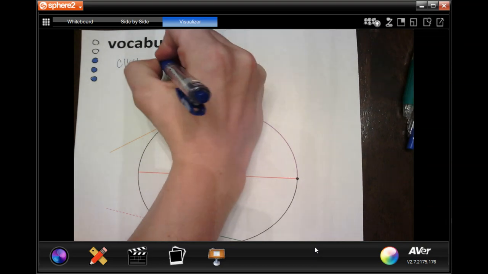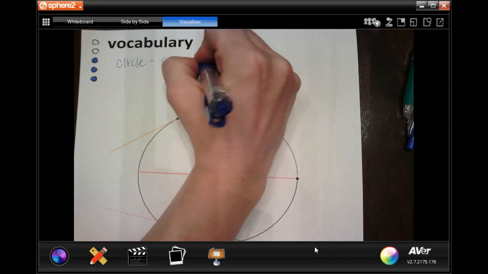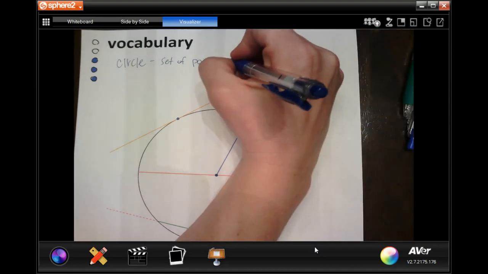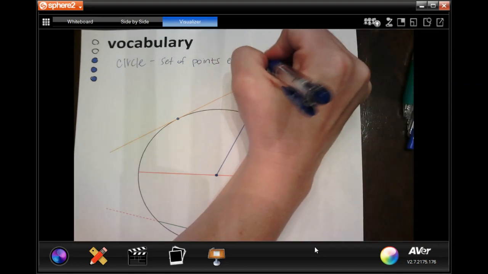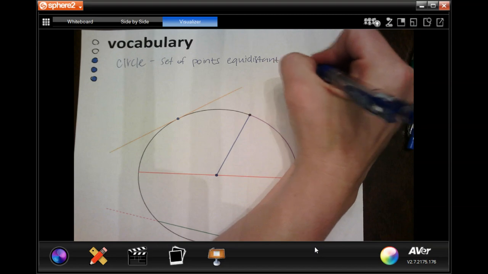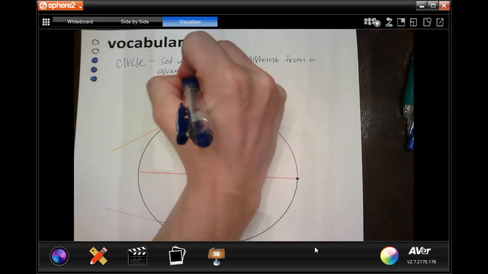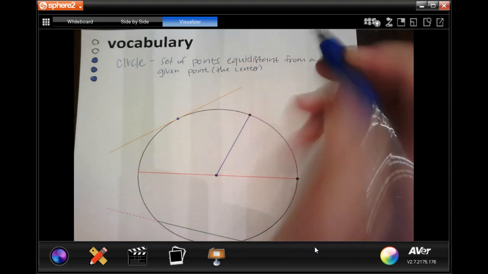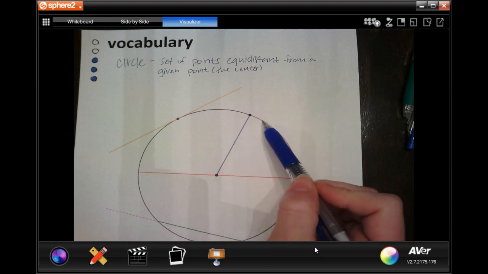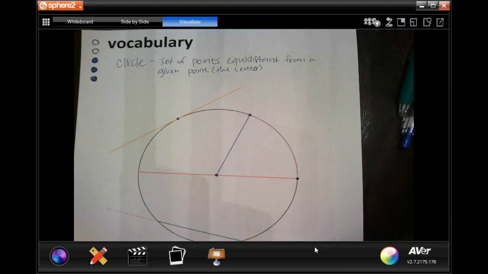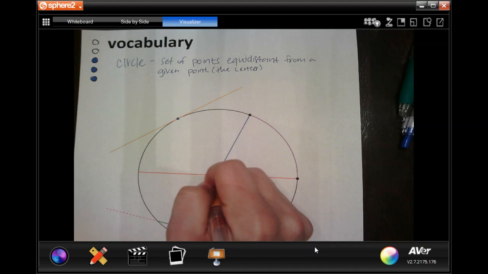So a circle is defined as a set of points. So all of these that make up this line that goes around in the circle is a point. Equidistant, and that just means the same distance from a given point, and that point is the center. So each of these points that make up the circle are all the same distance from the center point. And where's the center? That is right here.